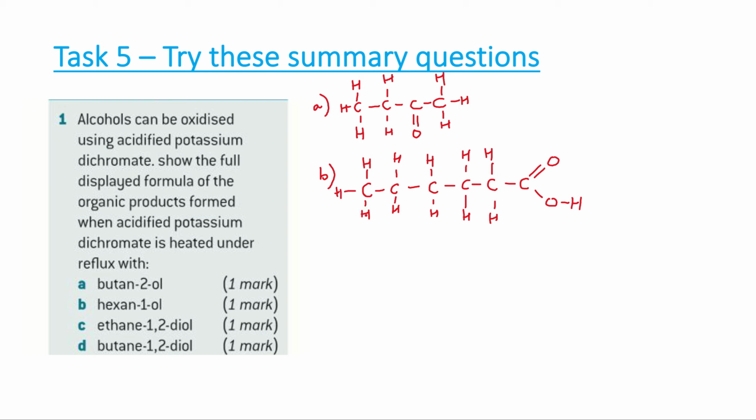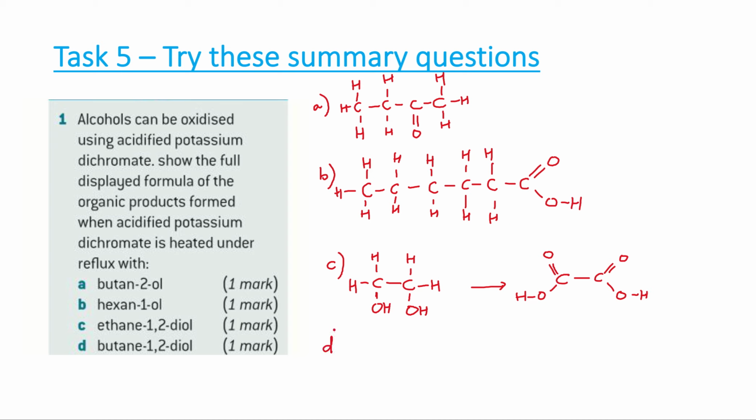Okay, and next one, C, so ethane 1,2-diol. I'm just going to draw that out first. So ethane 1,2-diol is this. If we do the oxidation of this, first things first, we need to identify what type of alcohol. This one here is a primary alcohol. This one here is a primary alcohol. So that means we're going to make the corresponding carboxylic acid on each side. So this one here becomes a carboxylic acid, and this one here becomes a carboxylic acid. So we form this compound here.